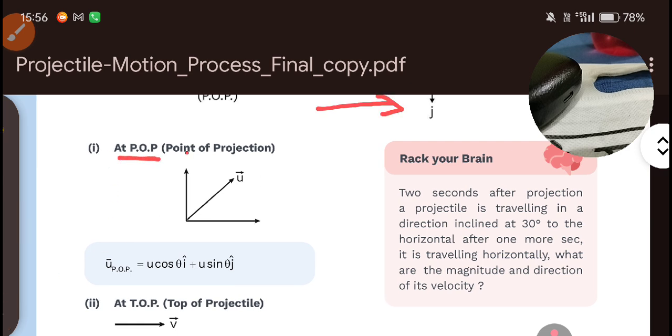At the POP, point of projection, the velocity u will be equal to u cos theta i cap plus u sin theta z cap, then we will get this vector u. Remember this thing, brother. This is a combination of u cos theta and u sin theta.